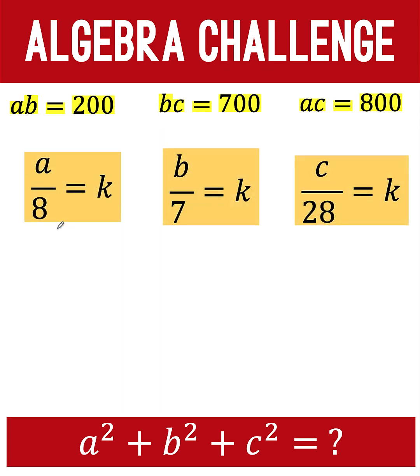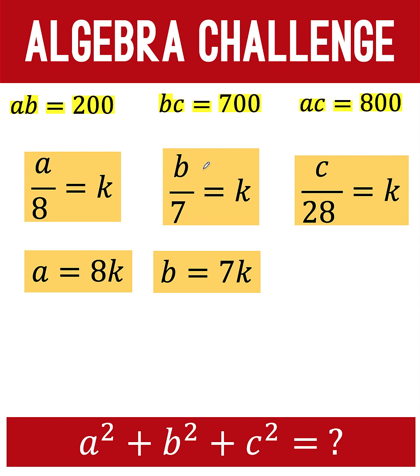This enables us to represent the equation in terms of the variables a, b, and c. So using the first equation, we have a equals 8k. For the middle equation, we have b equals 7k. And for the third equation, we have c equals 28k. We want to find the value of a squared plus b squared plus c squared. So all we have to do is square this first equation, square the second equation, and square this third equation. The result would all contain k squared.